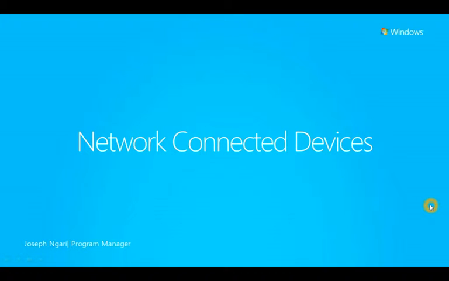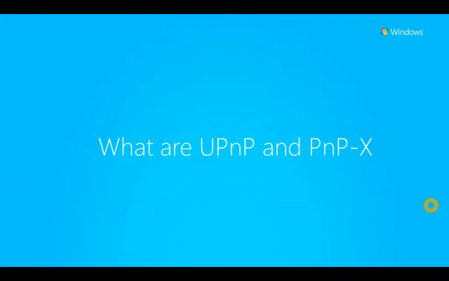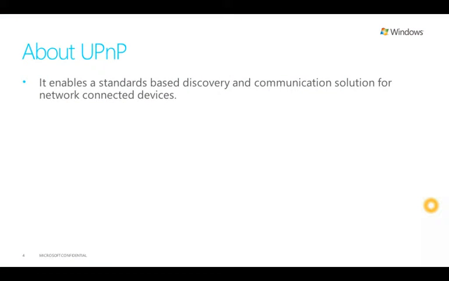Hello, in this session we're going to talk about network connected devices, and specifically we're going to cover UPnP and PNPX. With Windows 8, you can easily connect and control your network devices. So what are UPnP and PNPX? Let's talk about what they are. UPnP is a standards-based protocol that allows you to find and communicate with your devices over the network.